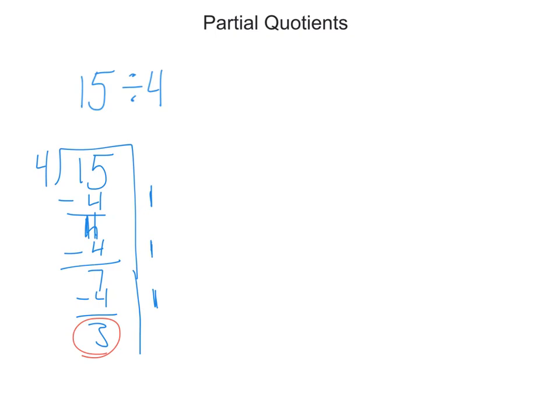So my answer is 3 3/4. I take my remainder as the numerator and my divisor as the denominator instead of writing 3 remainder 3. Now we can use shortcuts to help solve this faster.